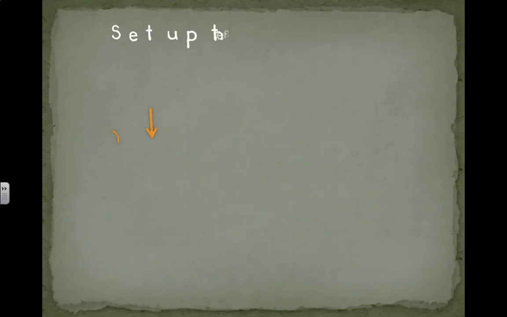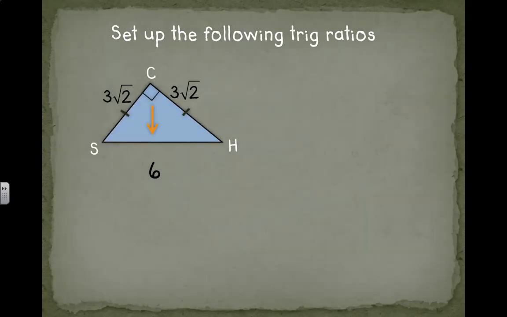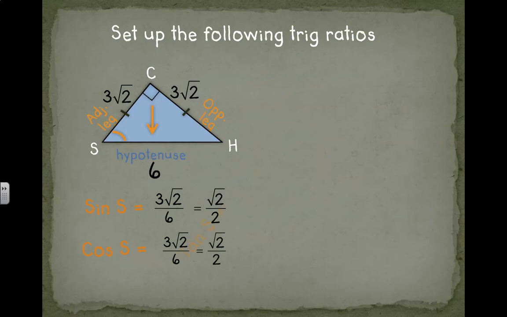So your trig ratios for that very same triangle, we're going to start with angle S. You've got your adjacent leg and your opposite leg. So sine of S is going to be 3 radical 2 over 6, opposite leg over hypotenuse. That reduces to radical 2 over 2, and we're going to do cosine of S the same way. And then the tangent of S is going to be opposite leg over the adjacent leg, and you're going to simplify that to equal 1.